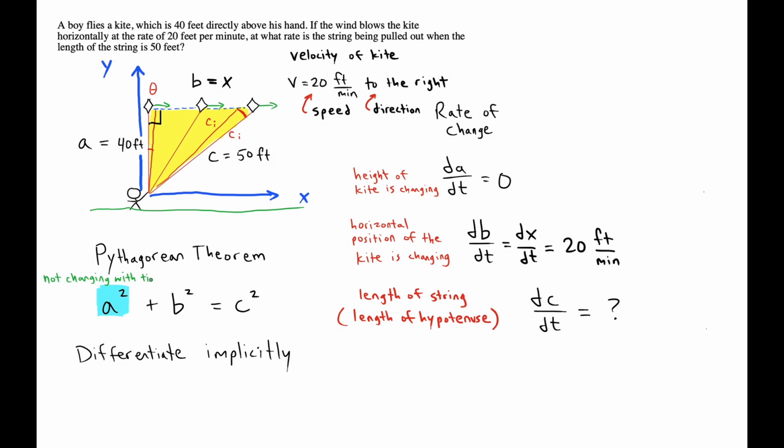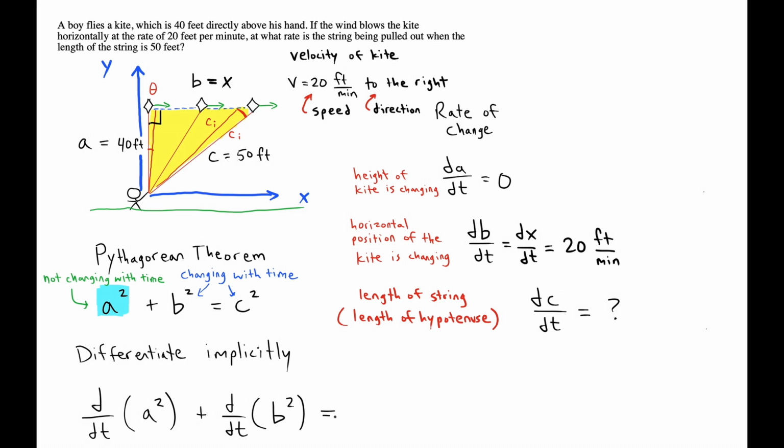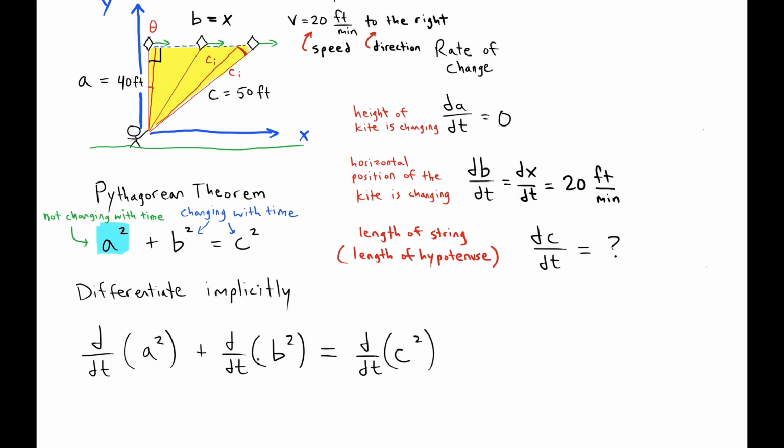And that's significant in this problem. But B is changing with time. And so is C. Now, anytime we're taking a derivative implicitly, we're going to do the derivative on all the terms. But in this case, I'm going to take a derivative with respect to time so that I can get a sense of how these quantities are changing with time.